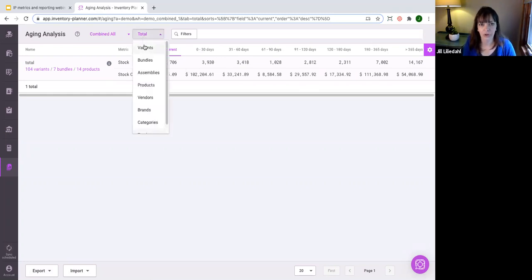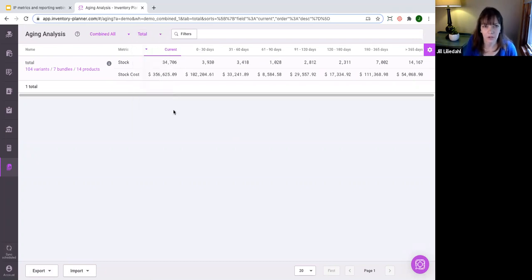Here we're looking at total. Let's dig down into what some of these items are, to look at even specific variants, what are these oldest items, and really focus on getting those out of there. So this is the aging analysis. This assumes first in, first out, and this information is based on what's happening with your purchase order receiving.